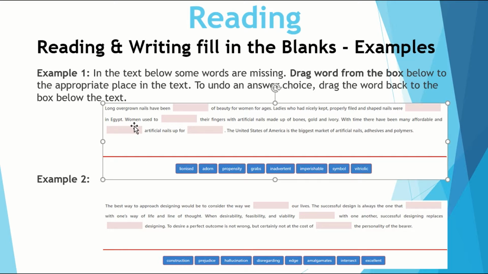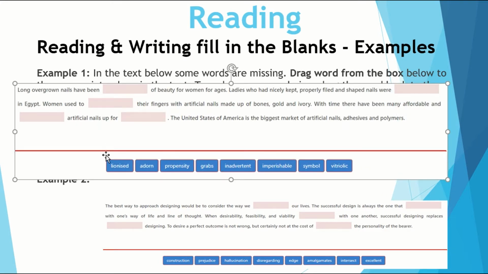Right: overgrown nails have been a dash of beauty for women for ages. Now the words that are used here are lionized, add-on, propensity, grabs, inadvertent, imperishable, symbol, and vitriolic. Now stick to basics, guys, and stick to simple words. If you're not aware of the meanings of some words, just try and use the elimination method in that case.